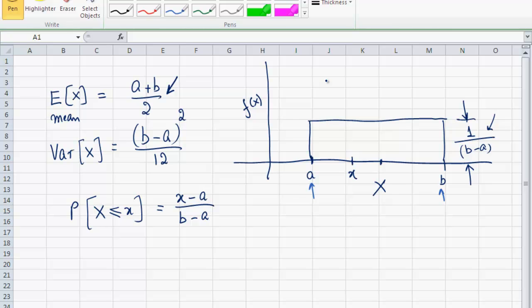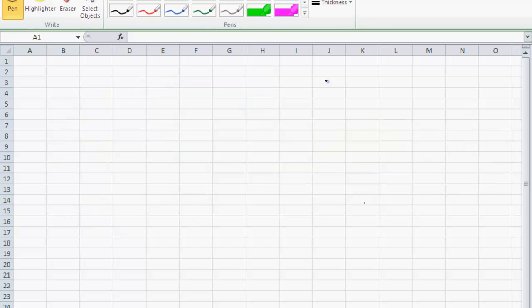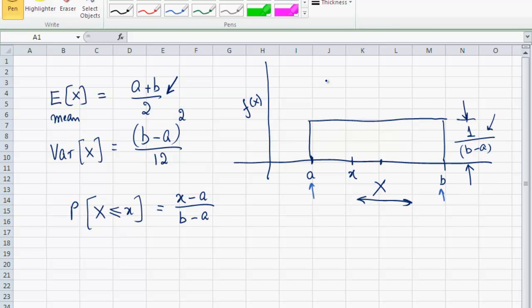Now the variance of x, what is the spread or the variability? Remember, that was another metric that we use. You want where's the middle and what's the spread. You can show mathematically, I'm not showing you the proof, that the variance of x for a continuous uniform random variable is B minus A squared divided by 12. So the difference between the upper limit and the lower limit squared divided by 12.